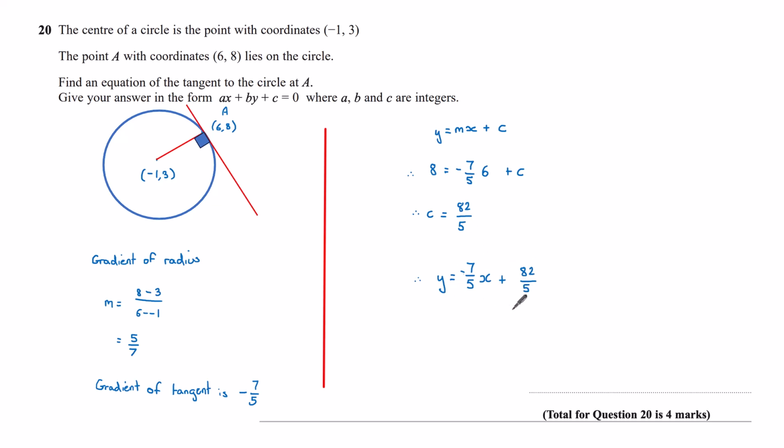We can see here, if I multiply everything by 5, then I've got 5y = -7x + 82. And so to get it in the form ax + by + c, let's add the 7x to both sides and subtract 82 to give me 7x + 5y - 82 = 0.